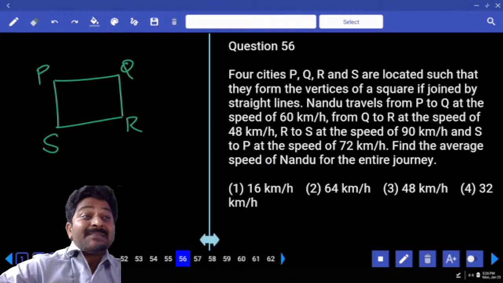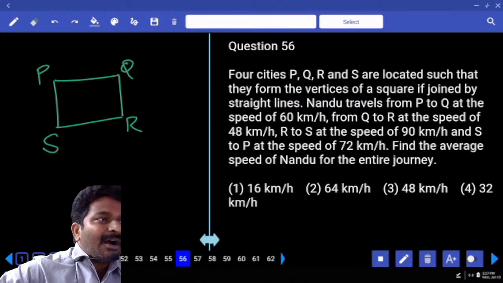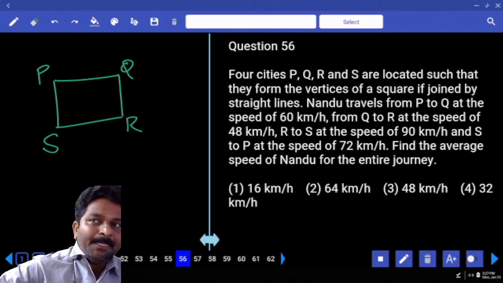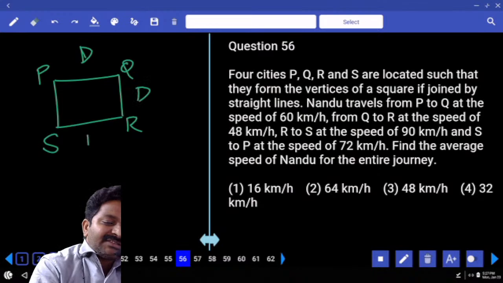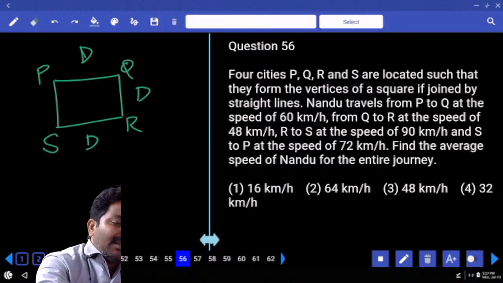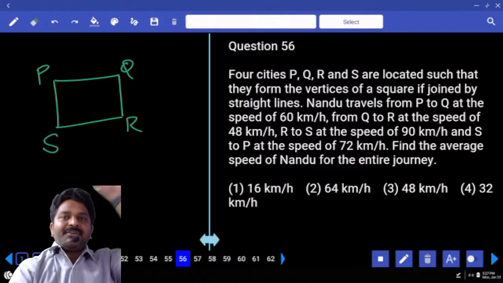Right. As they mention it is a square, all 4 sides are equal, right? If all 4 sides are equal, you can say total distance by total time. Everywhere the distance traveled you can treat as D, D, D, D and so on, and then solve the question by using the formula total distance by total time. But that is also not required for this question.